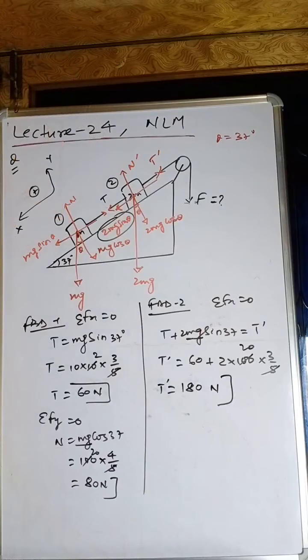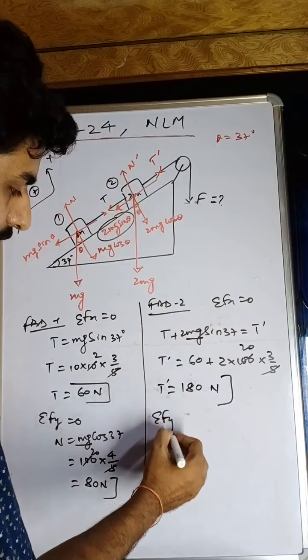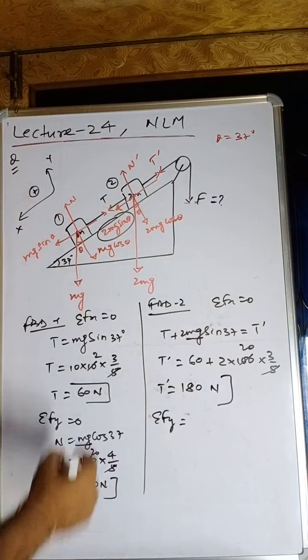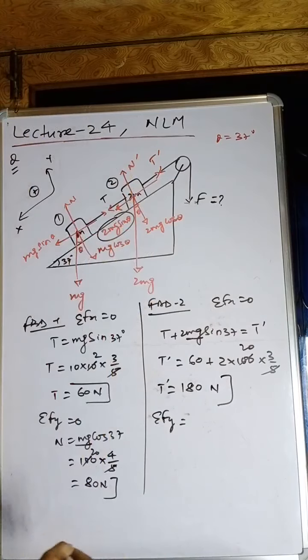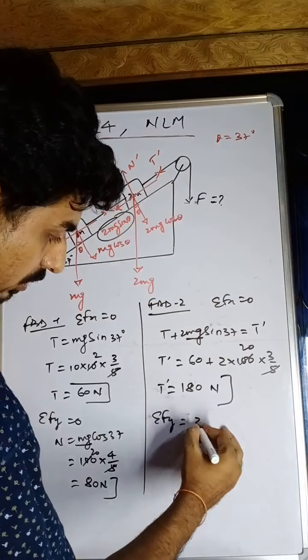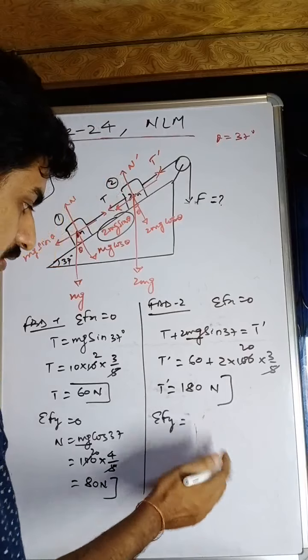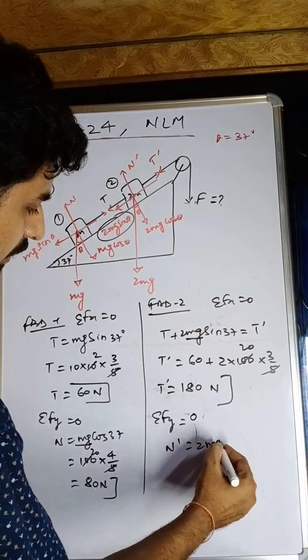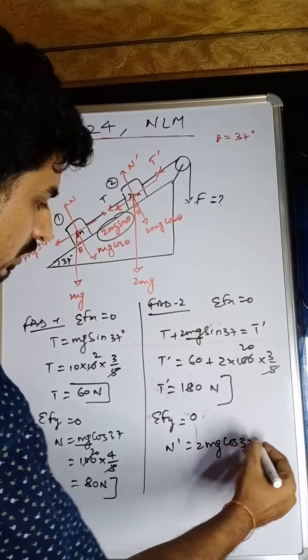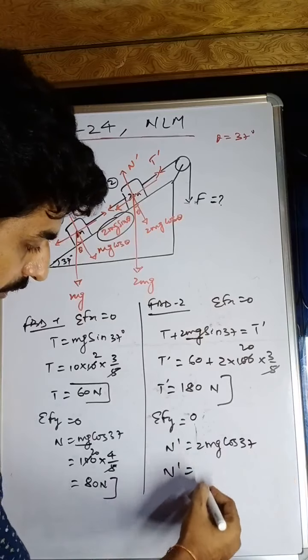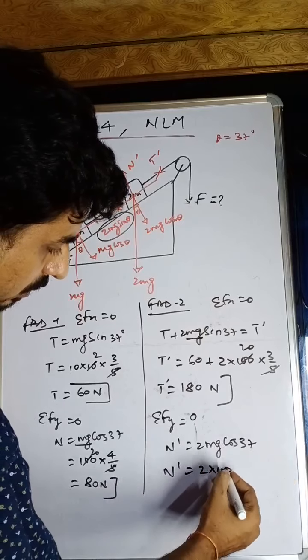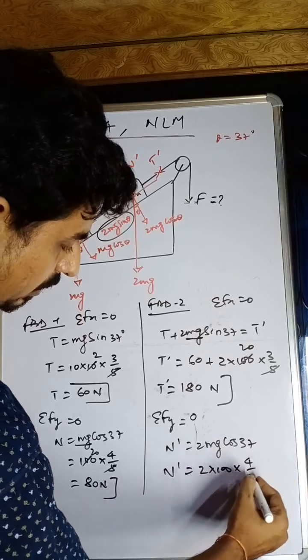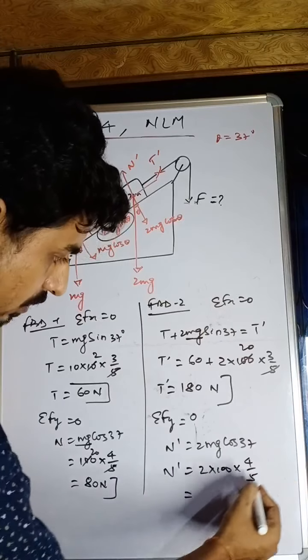This is another value. Now sigma F_y: N dash will be balanced by twice mg cos 37. N dash equals twice mg cos 37. So it is twice 100 times 4/5.